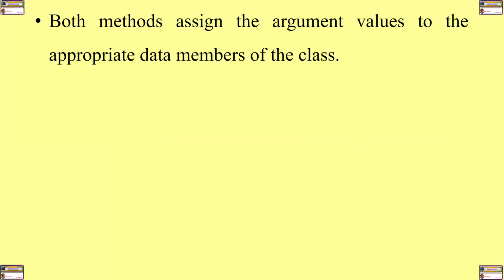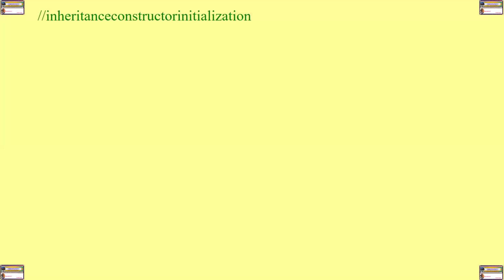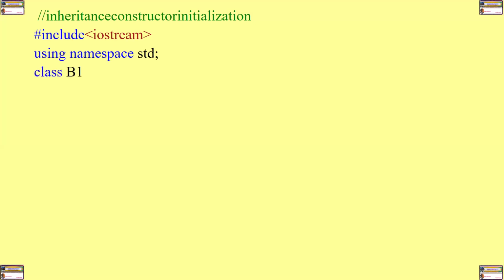Both methods assign the argument values to the appropriate data members of the class. The following is therefore a sample program indicating inclusion of an initialization list as part of the constructor definition, not as part of the constructor declaration. So our program is by the name inheritance constructor initialization. We have #include <iostream> and using namespace std.